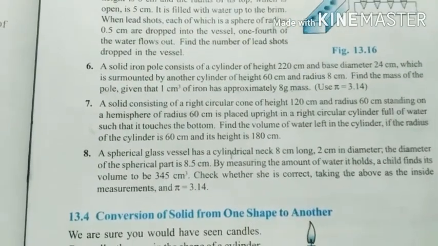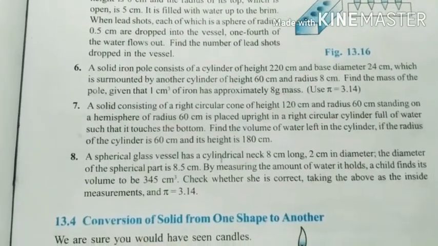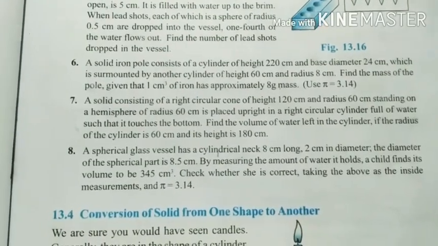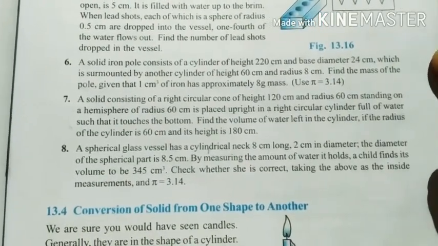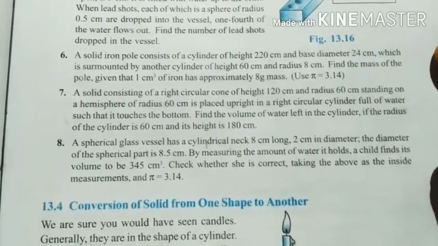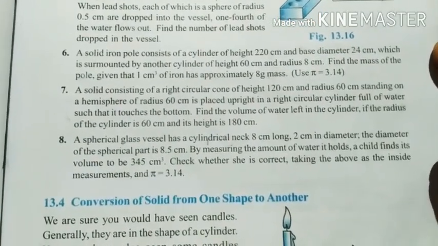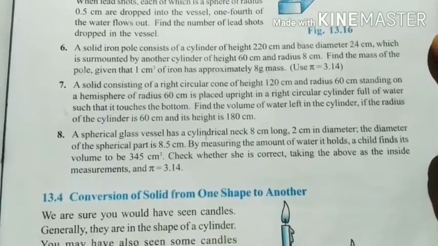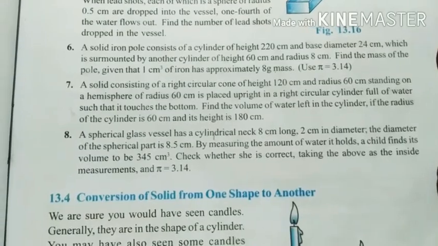Question number 7: a solid consisting of a right circular cone of height 120 cm and radius 60 cm standing on a hemisphere of radius 60 cm is placed upright in a right circular cylinder full of water such that it touches the bottom. Find the volume of the water left in the cylinder if the radius of the cylinder is 60 centimeter and its height is 180 centimeter.